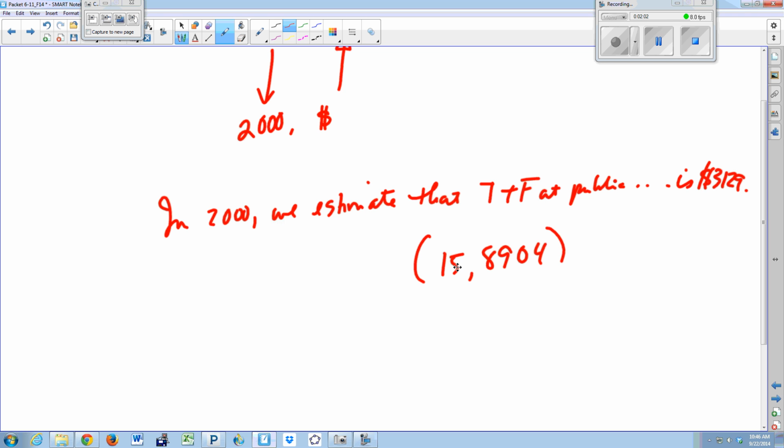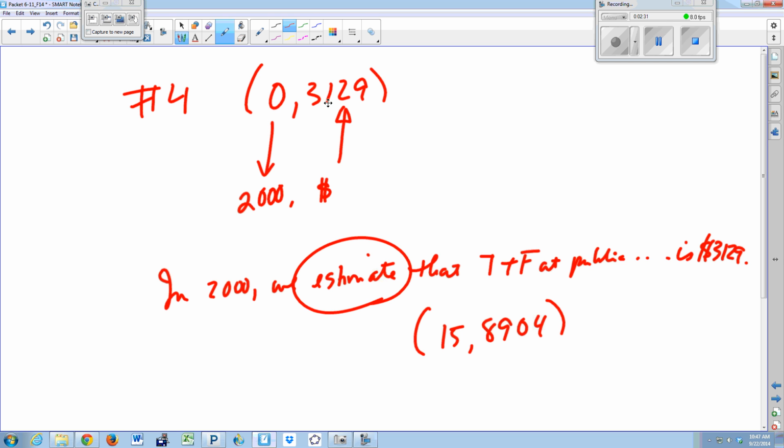So the key here is this word. Some people said in 2000, the tuition and fees was $3,219. No, it wasn't. What was the average cost of tuition and fees? $3,362. That was the actual cost, right? This is a prediction or an estimate. This is really an estimate based on the model, okay?